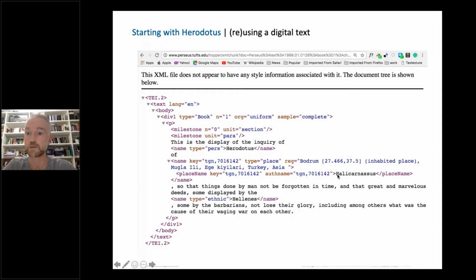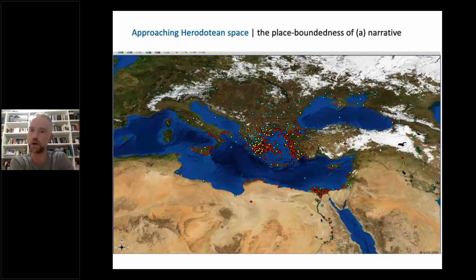So here's the first place that's mentioned in Herodotus, Halicarnassus, and as you can see, it has all this other metadata information around it. I'm going to come back to this shortly when we talk about Pelagios. But in any case, a lot of the place information is already encoded within it that we could grab and thus really easily visualize in some kind of web mapping GIS service. So here we have Herodotus in a geographical information system. By that I mean the place information that we could extract from the Perseus classical text.